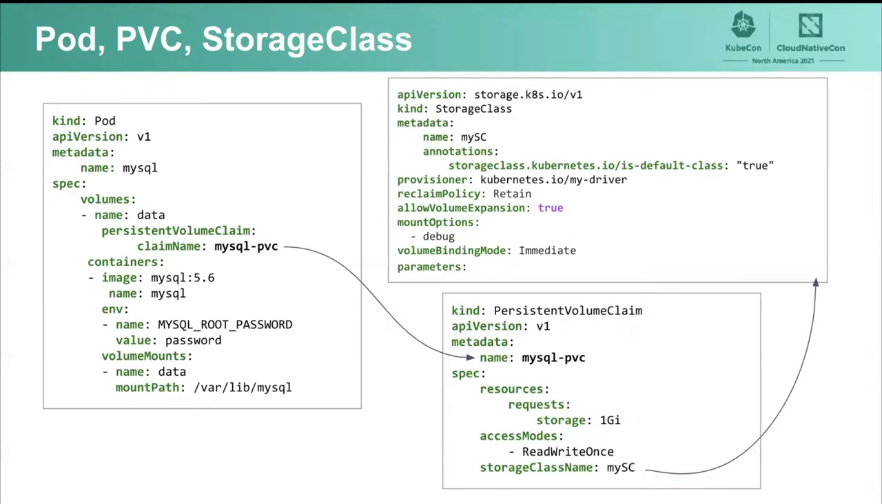AllowVolumeExpansion is true, so volume expansion can be requested by the user here. And volume binding mode is Immediate in the storage class. Immediate means volume binding and dynamic provisioning occurs once the PVC is created. However, this may result in unschedulable pods. A cluster admin can address this issue by specifying the WaitForFirstConsumer mode, which will delay the binding and provisioning of a PV until a pod using this PVC is created. Storage class also has parameters that are storage provider specific and opaque to Kubernetes.